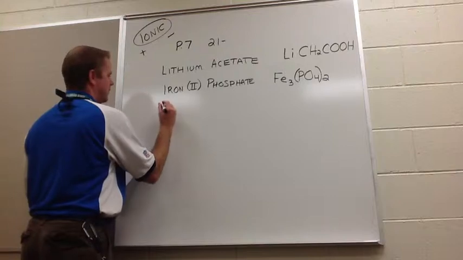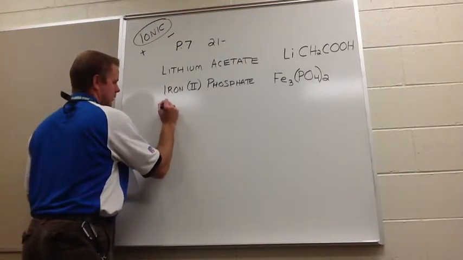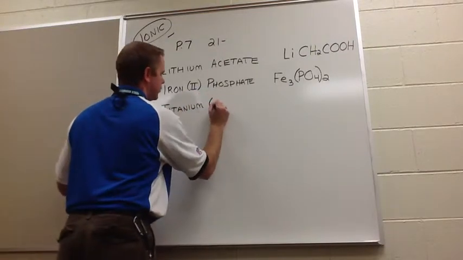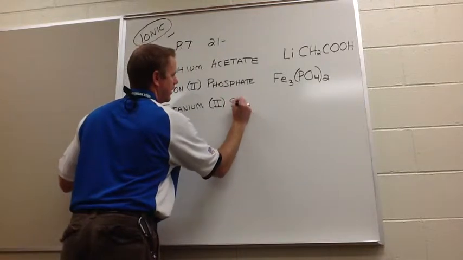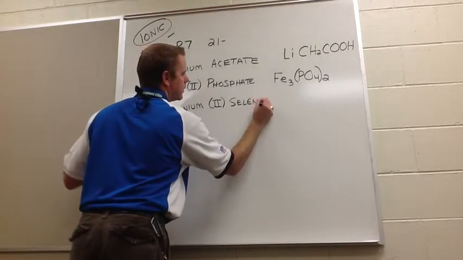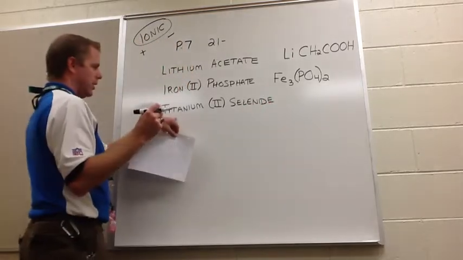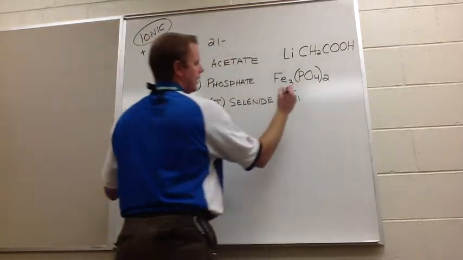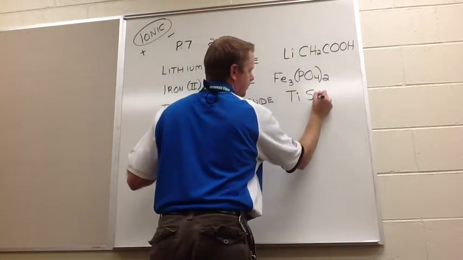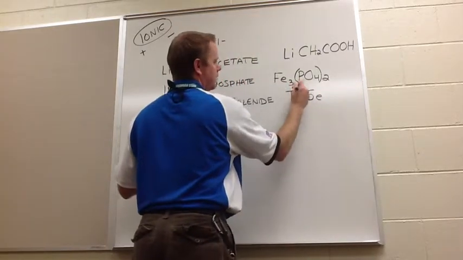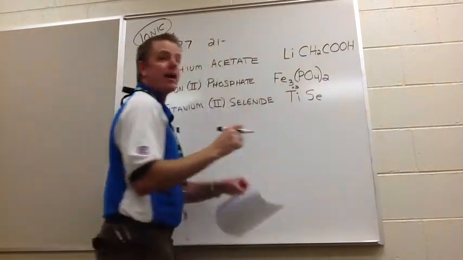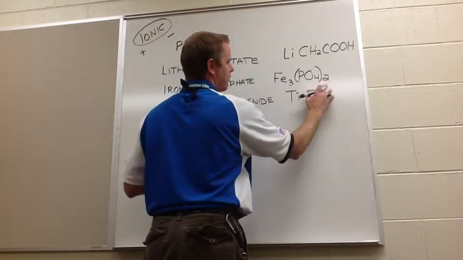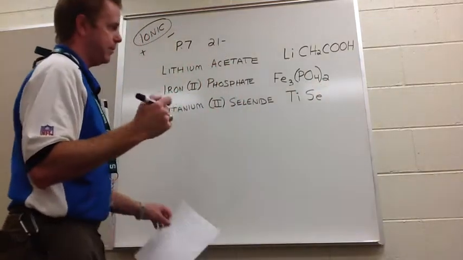The next one, titanium 2 selenide. Okay, so what do you do first? Well, you go find titanium, it's Ti. You have version 2 of it. Se is selenium. Well, you have +2 titanium, it comes from there. And selenide, you'd find on the periodic table, is -2. +2 and -2 cancel each other, therefore TiSe is the formula.